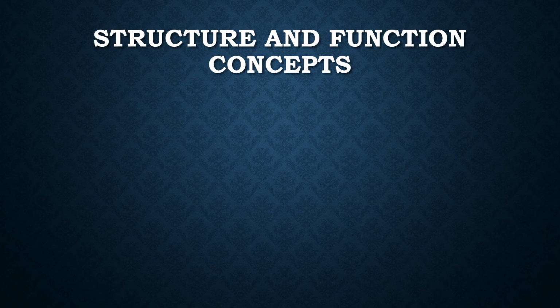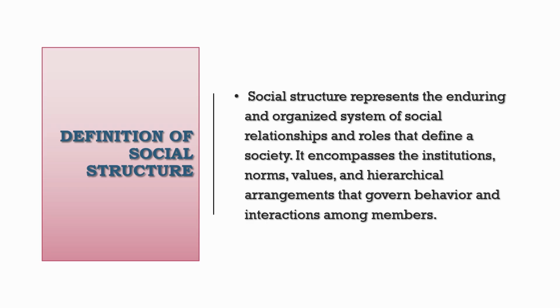Now we will go into a more detailed understanding of what social structure and function mean. Let us define social structure. Imagine the basic framework of society like the skeleton of a human body. It is the organized system of relationships, roles, institutions, norms, and hierarchies that shape how people behave and interact.